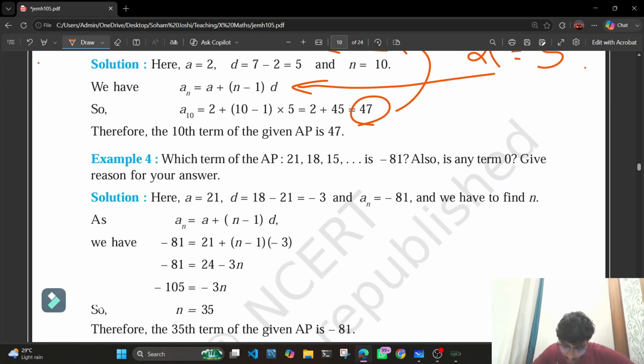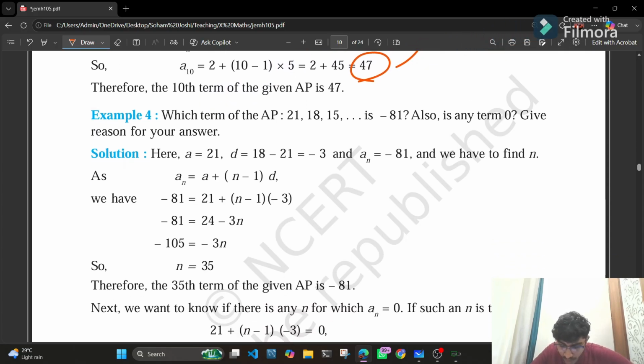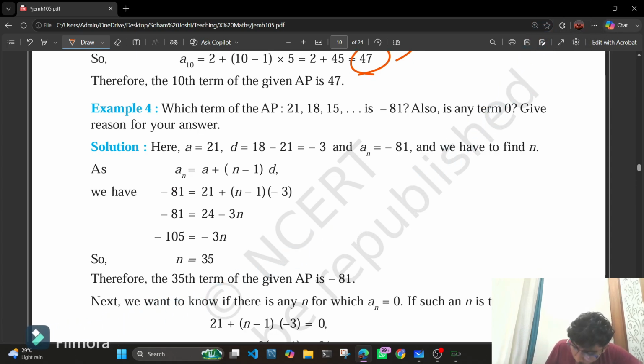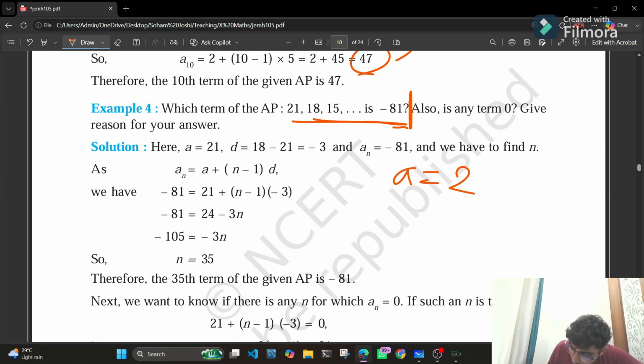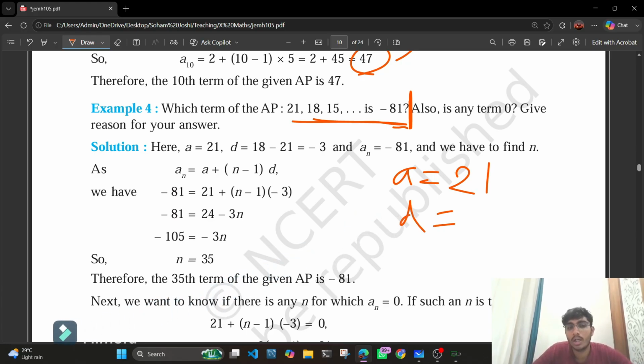Okay. Cool. Now next is, which term of the AP 21, 18, 15 is minus 81? Also, is any term 0? Give reason for your answer. Okay. Now we have this AP. We'll go step by step. We'll try to solve it till this part. For this AP, our a is 21, and for the common difference we can see that 18 minus 21, do not go the opposite way, or 15 minus 18, that is minus 3. So d is minus 3. Find the common difference using the sign conventions only.